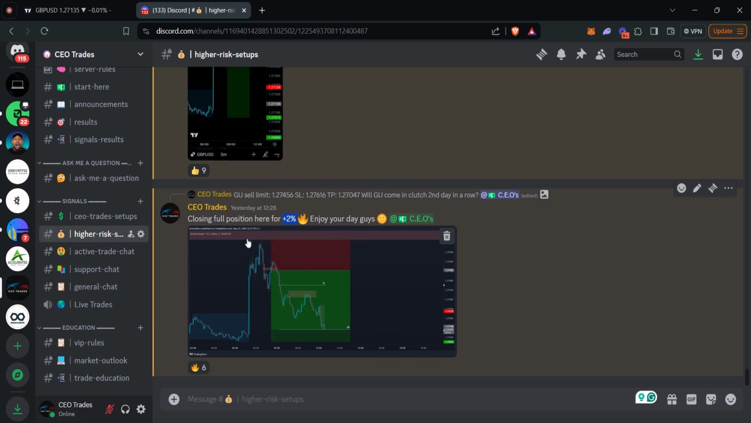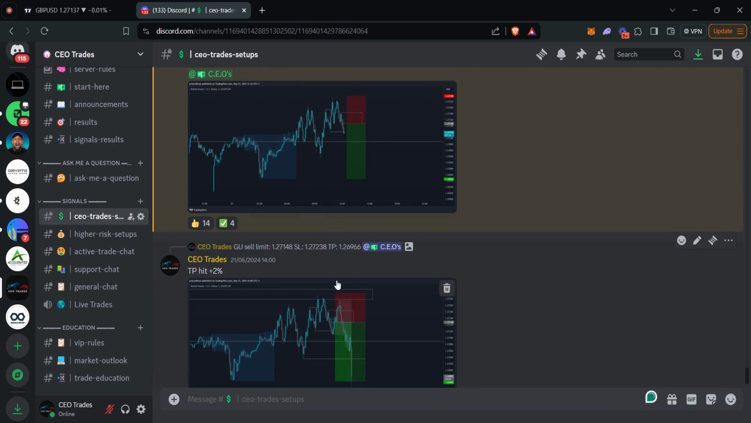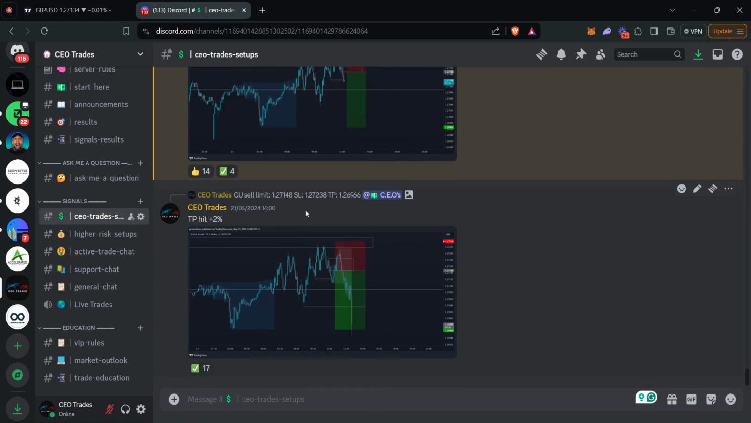So as you can see, we closed for 2% on this trade, and we also closed for 2% on this trade, giving us a net total of 4% for the week.